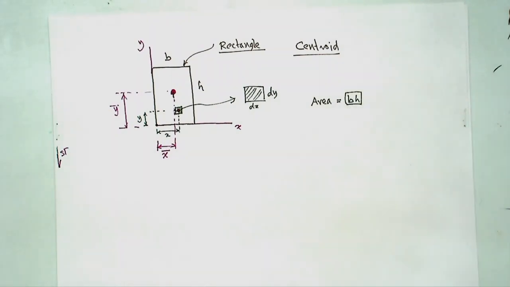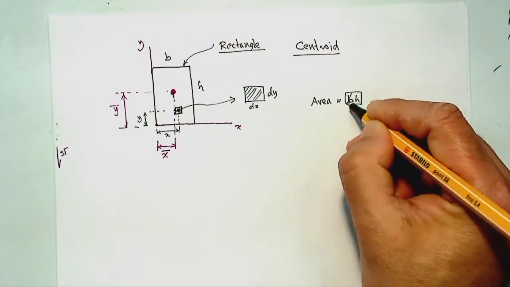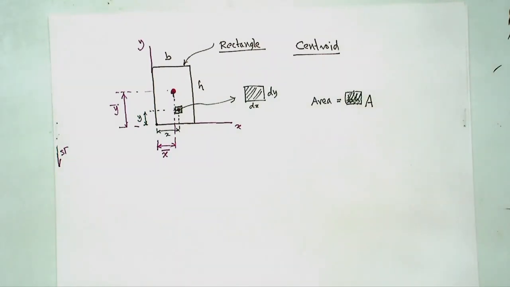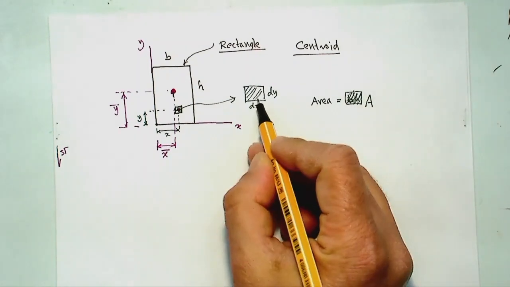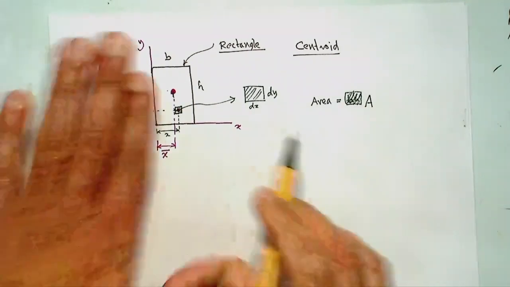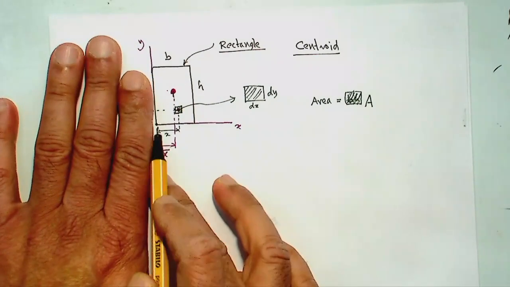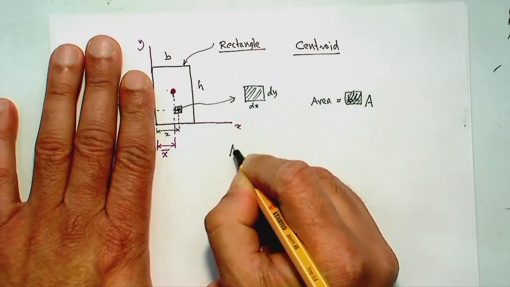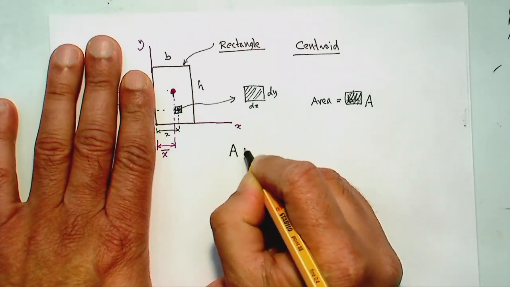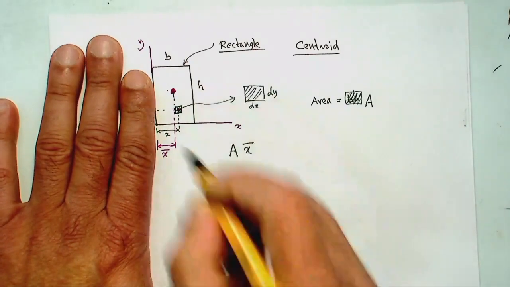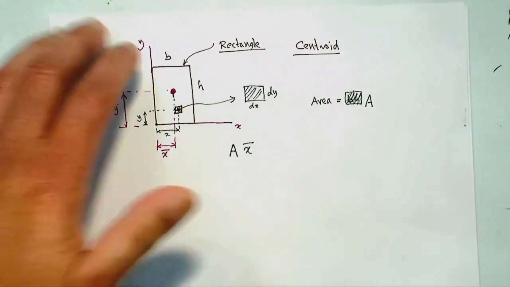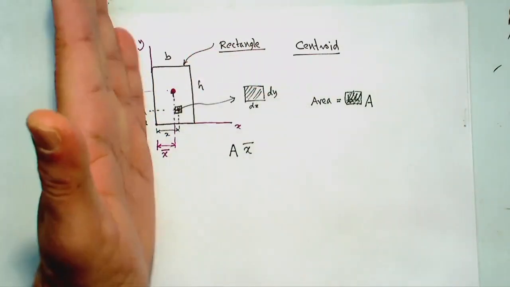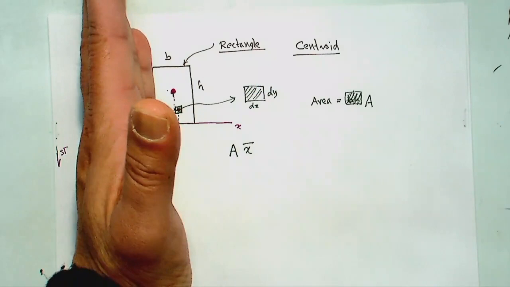Or I could say, instead of the big area, this is a big area A. So what we need to do is take a moment of the big area about this point. The moment of this big area would be A times x bar. So that's the moment of the whole area about this axis, A times x bar.